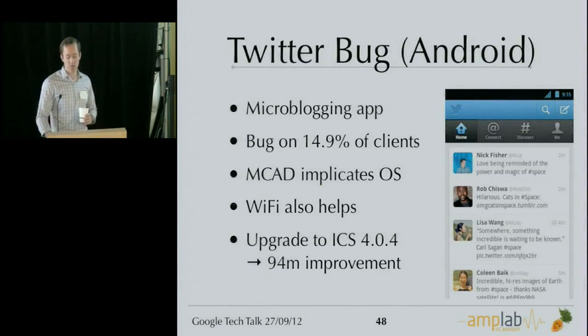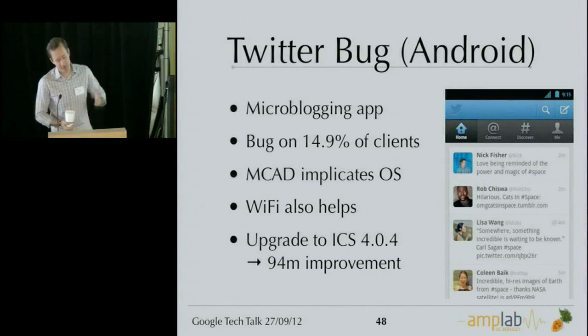So in particular, what it suggested was that users running Ice Cream Sandwich 4.0.4 were seeing 94 minutes more battery life than Twitter users who were running any other version of the operating system. So there was something going on with Twitter and interactions with these other versions of the operating system that was causing a significant drain on the battery life. So this was a serious problem.